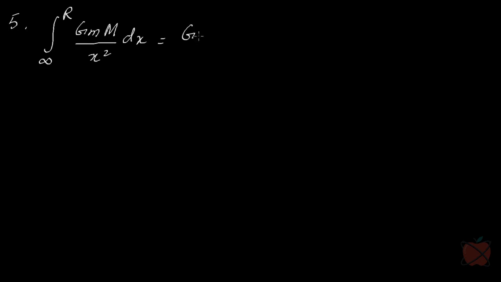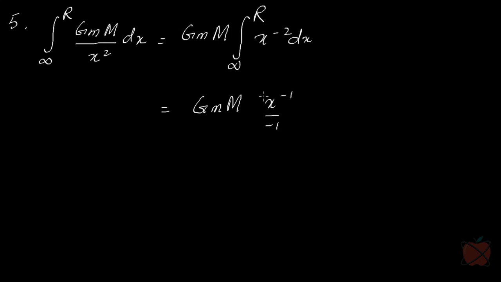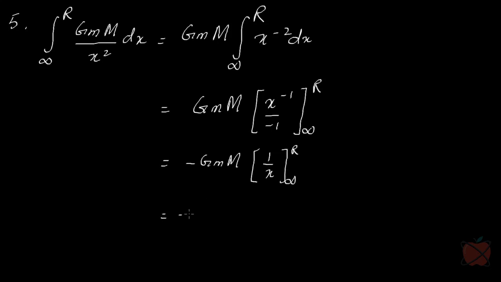So GMm is a constant, I take it out. Then again here from infinity to r, again x, I take it up, so you have x to the power minus 2 dx. So you have GMm, and now this will be x to the power minus 1 divided by minus 1. The limit of integration now goes from infinity to r, and minus GMm, I'm taking this minus sign in front. Then inside the bracket I have 1 by x from infinity to r, so you have minus GMm. Now I can replace x with the upper limit, which is r, so you have 1 by r minus 1 by infinity. So this will be 0, so you get minus GMm by r.